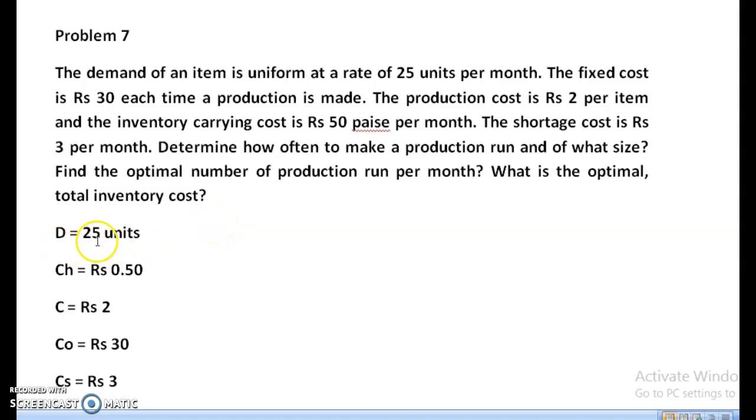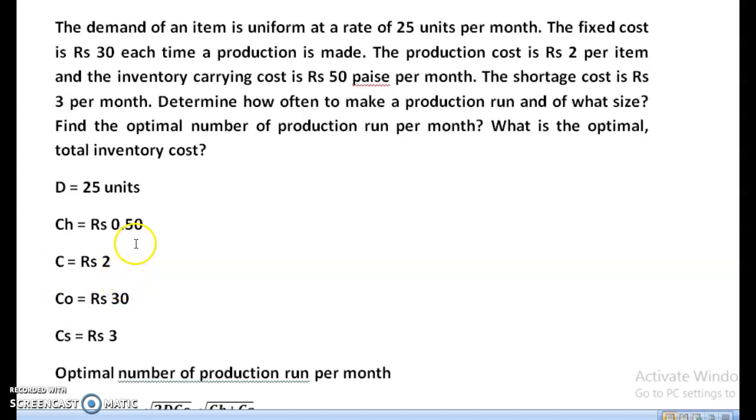The items given in the question are: D is equal to 25 units. Here all items are given monthly. CH is equal to rupees 0.50. C, or unit cost, is rupees 2. CO, or ordering cost, is equal to rupees 30, and the shortage cost, or CS, is equal to rupees 3.